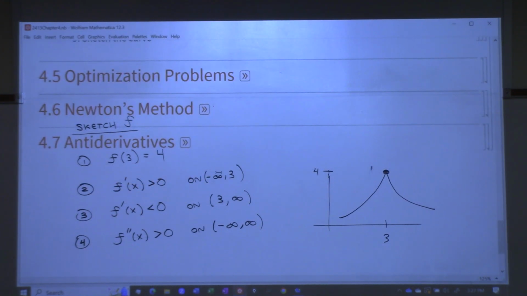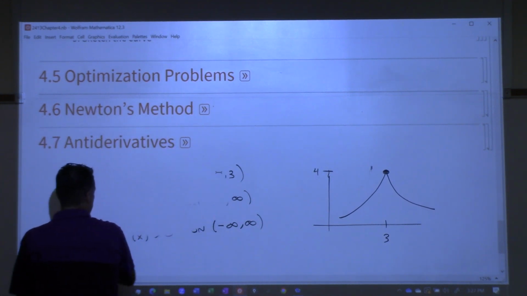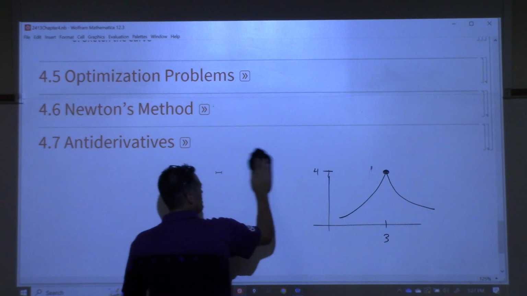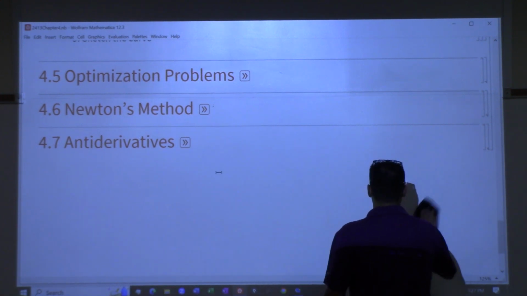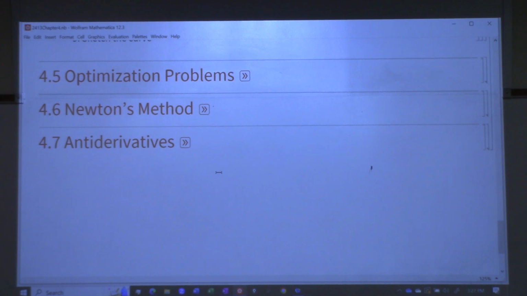All right, we have reached the other part of this class that involves word problems. And so naturally, students don't like these, but hey, this is 4.5.